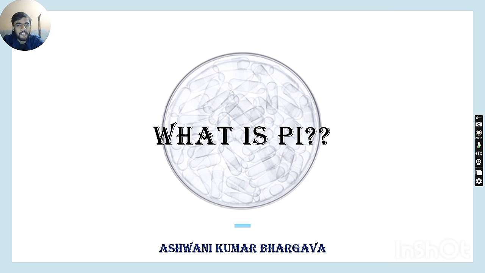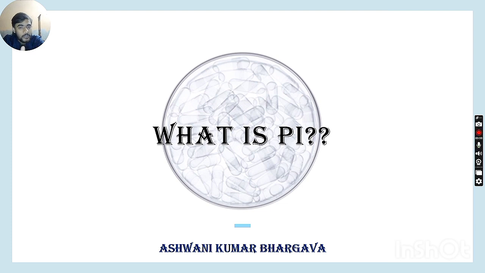Everyone knows about that. Everyone uses pi in day-to-day problem solving. Whatever it is, like the area of a circle, that is pi r square. The perimeter of a circle is 2 pi r. Then there are pi r square h, 1 by 3 pi r square h, 2 pi r l, pi d, many things.